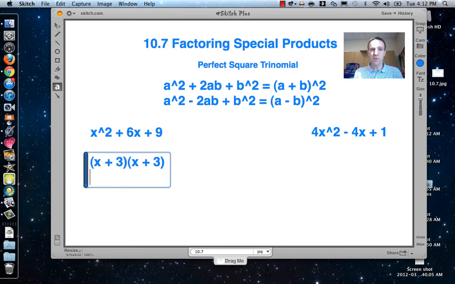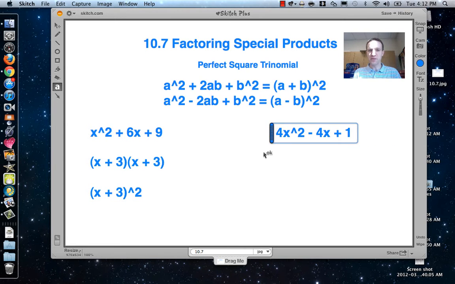So what we're going to do is we're going to rewrite this something like this. X plus 3, and then we'll put a square sign behind it. X plus 3 squared. And that's the goal. We factored it. It's a perfect square trinomial. It's a binomial multiplied by itself. Let's try this one over here.